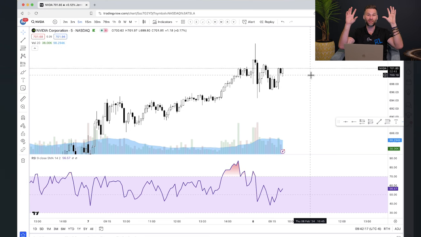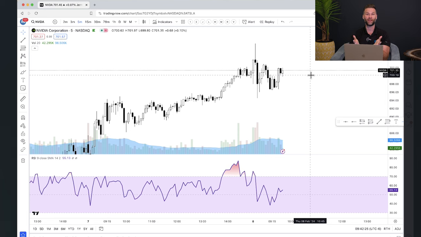Hey, are you being a big dum-dum? Hey, do you have FOMO? Are you chasing the stock? Are you getting in at a price that you shouldn't? It can be valuable and useful at times to have an indicator that says that. But of course, if you have it on your screen and you're not using it, then it's pointless.